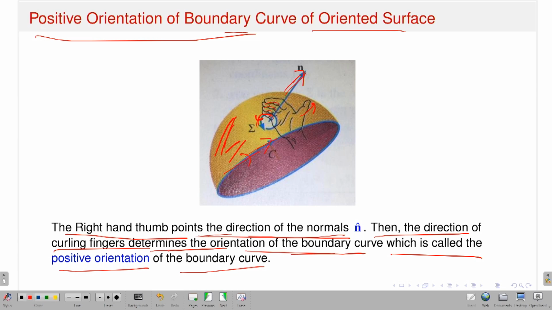So there are two ways you can see it. Either you start with a smooth surface with some positive orientation, and you move along the boundary curve in such a way that the surface is on your left hand side, then it is the positive orientation. Otherwise, if you start with a smooth surface with some positive orientation, you put your thumb in the direction of the outward normal and look at the direction of the curling fingers, and that direction will give you the positive orientation of the boundary curve. So those are the two ways you can think about it.